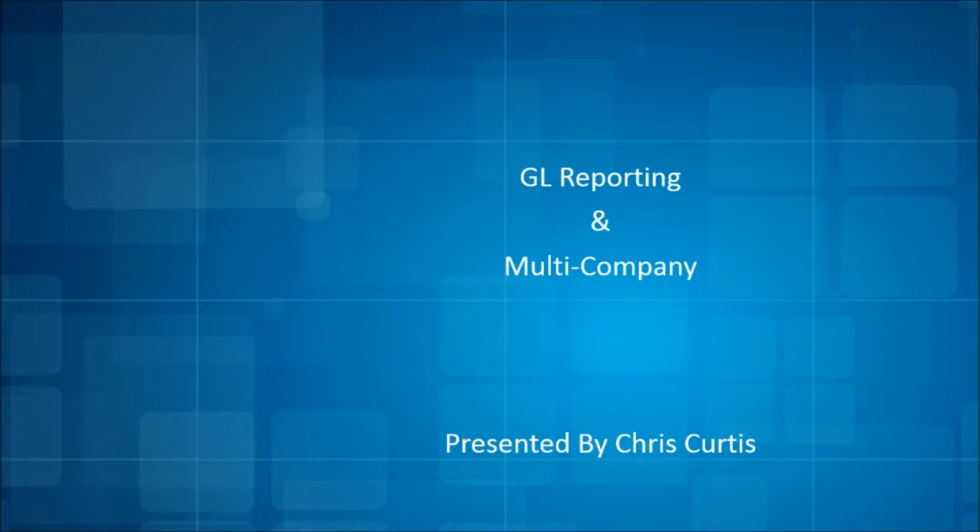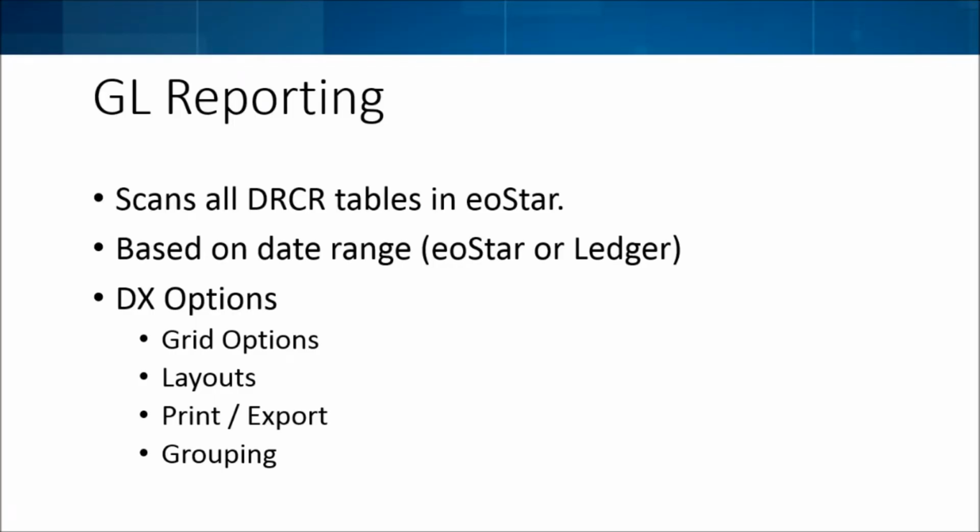We're going to go over GL reporting and a couple other multi-company new features in eoStar. GL reporting is where we're going to start. GL reporting is a new tool that we've added which will scan through all of the tables in eoStar called our DRCR tables. These are basically eoStar's ledger tables. It will scan all of the tables and put it into one nice useful tool for reporting, for grouping, just be able to look at everything in one spot.